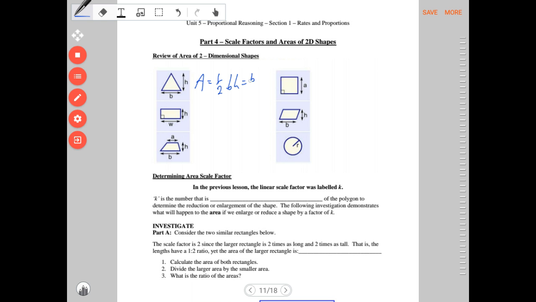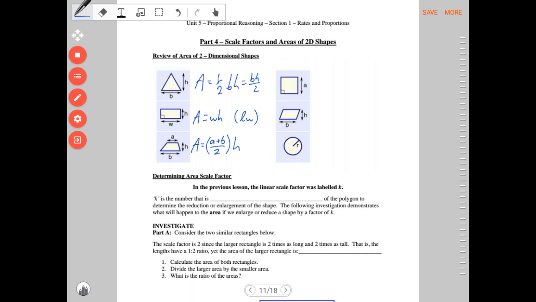Some of you might remember base times height divided by 2. They're exactly the same thing. Area of a rectangle. Usually we say length times width, but in this case we have width and height, so that would just be them multiplied together. I'm just going to put in brackets here length times width because that's what we know a little more commonly. For a trapezoid down here, the area is the base 1 plus base 2 divided by 2, so the average of the bases times the height.